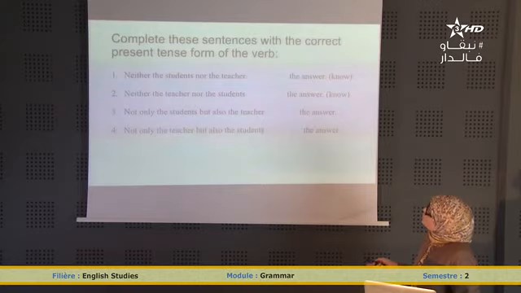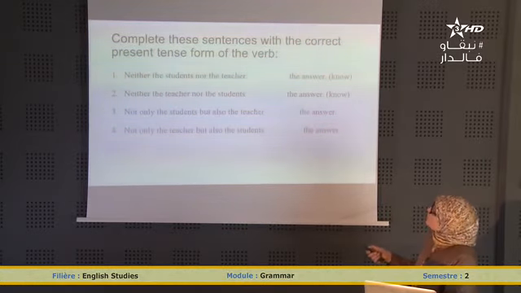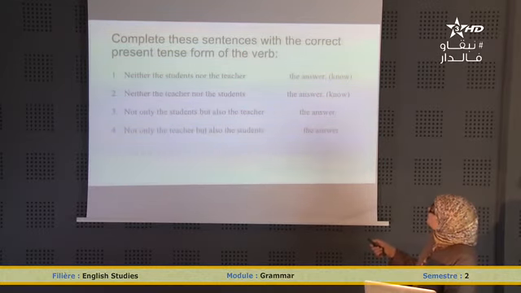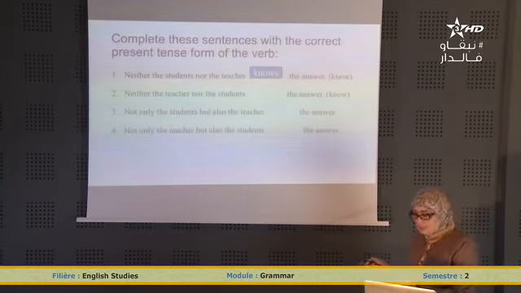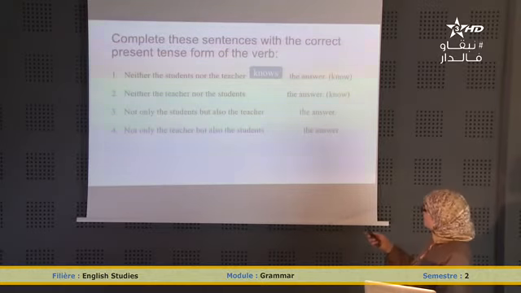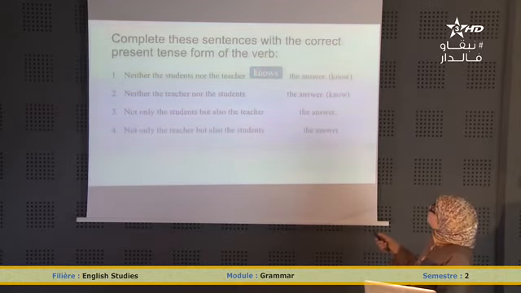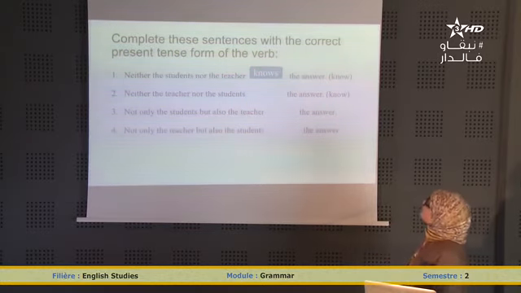Now let's look at the first sentence. Neither the students nor the teacher. So what you have here is neither nor, connecting the students and the teacher. Now because the teacher is singular, we expect the verb to be singular. Hence, the answer is neither the students nor the teacher knows the answer. Remember that the form of the verb, whether it's singular or plural, agrees with the subject that is closer to the verb. Here the word teacher is singular, then the verb agrees with the word teacher.